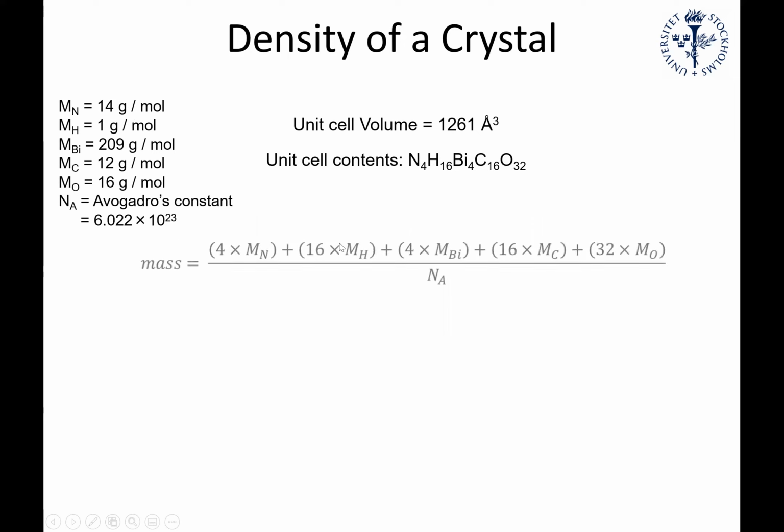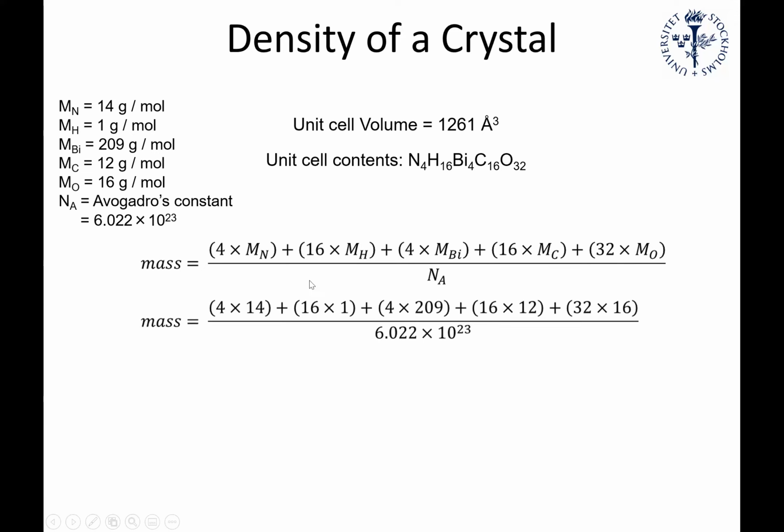Avogadro's constant. We have 4 nitrogens, so 4 times 14 grams per mole. And we have 16 hydrogens, so that's 16 times roughly 1 gram per mole, and so on for the bismuth, the carbon, the oxygen. And we take all of that, and then we have to divide by Avogadro's constant, because we are working out the mass of just a few atoms. We're not talking about moles of atoms. These units are in grams per mole. We just want to get how many grams this handful of atoms adds up to.